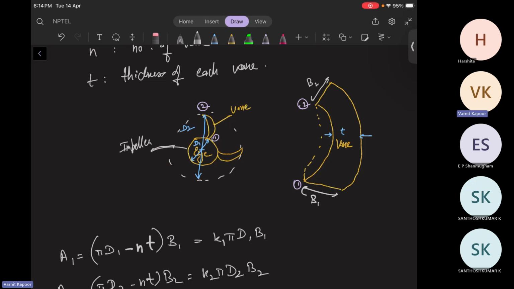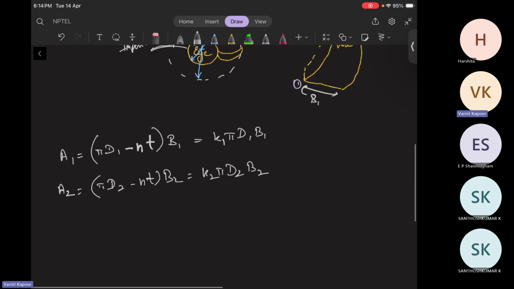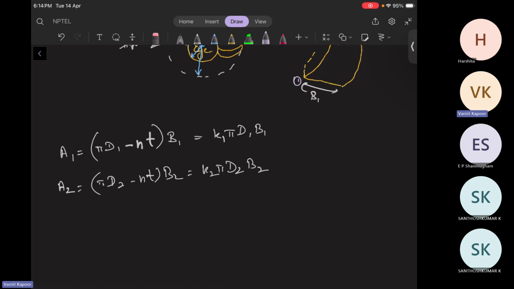That is why we have to subtract, from pi D1, the thickness of each vane multiplied by the number of vanes, times the width. Area is width into circumference. All right, these are the areas. So I can say that these areas are nothing but the total area of contact of water.